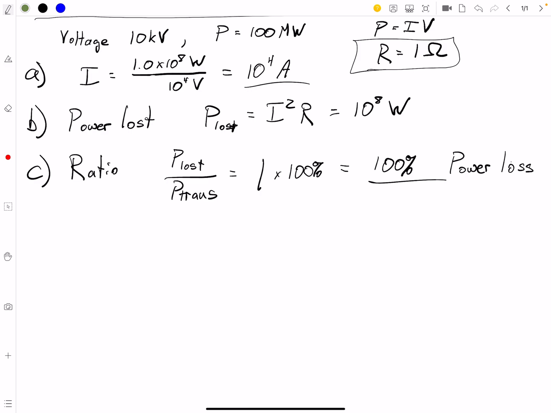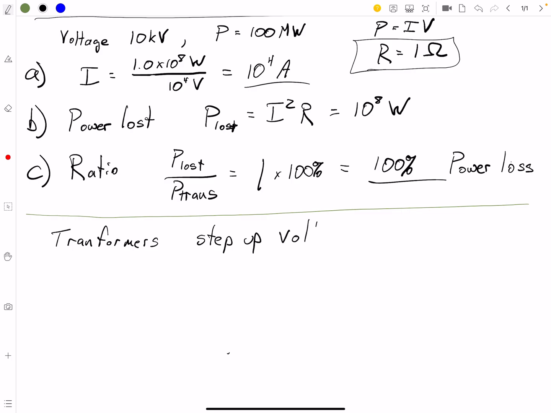All right, so this leads us to the transformer situation. Go back to black here. All right, so transformers. Step up voltage or step down voltage. And we will be talking about transformers for sure.